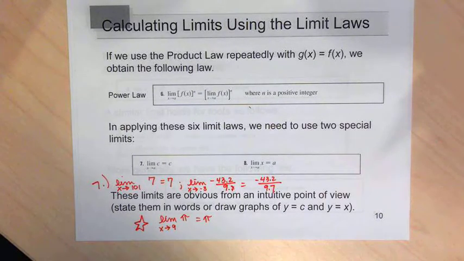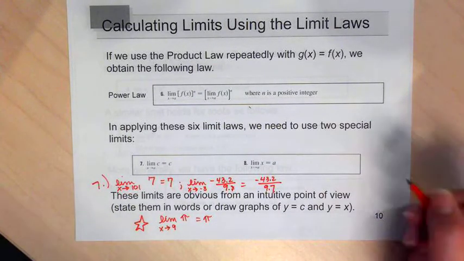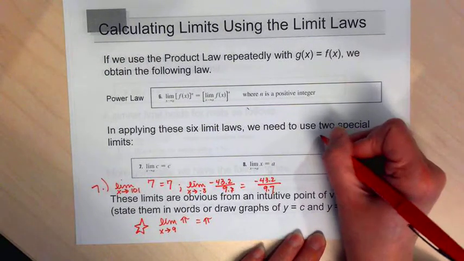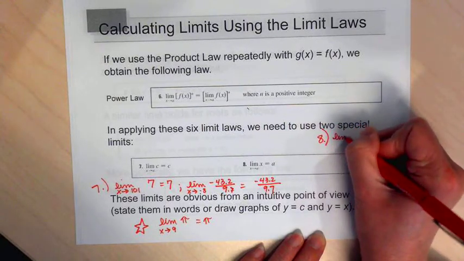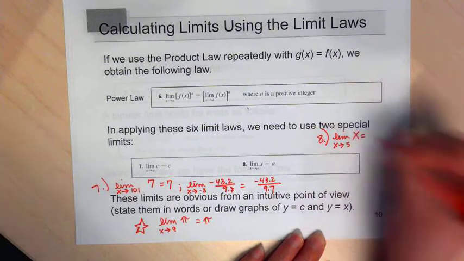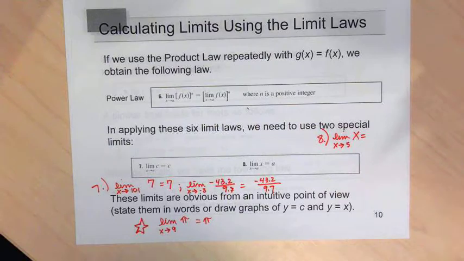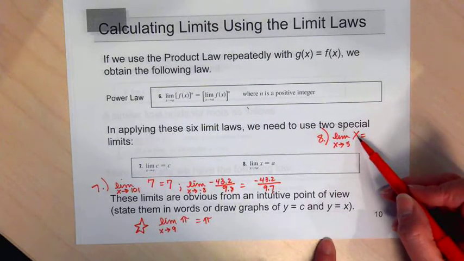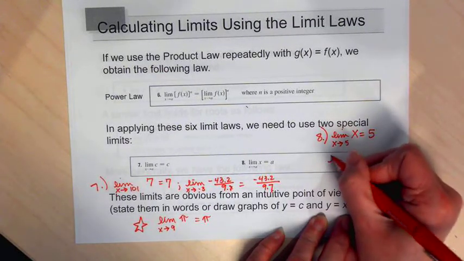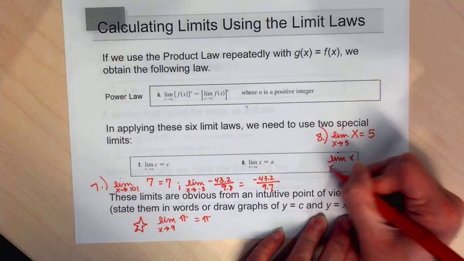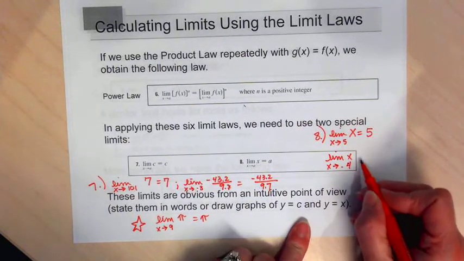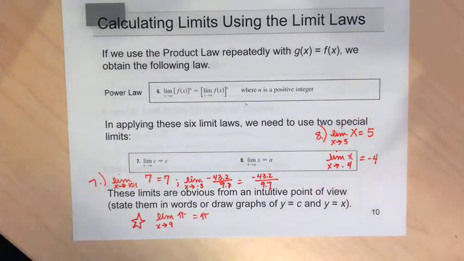Let's look at limit law 8. The limit of x as x approaches a is equal to a. So let's say the limit as x approaches 5 of x. As x is getting closer and closer to 5, the limit of x is equal to 5 itself. The limit of x as x approaches negative 4 is equal to negative 4, and so on.